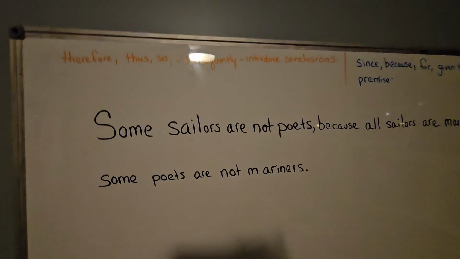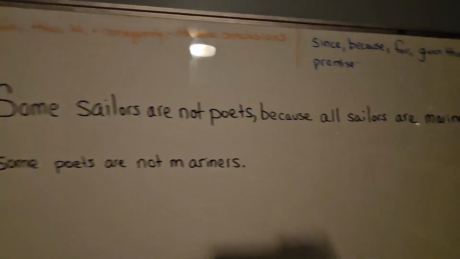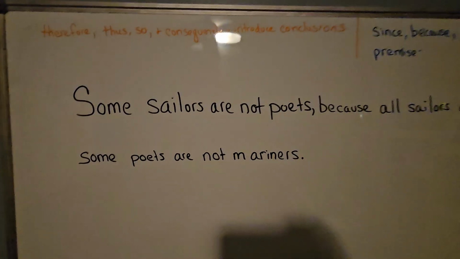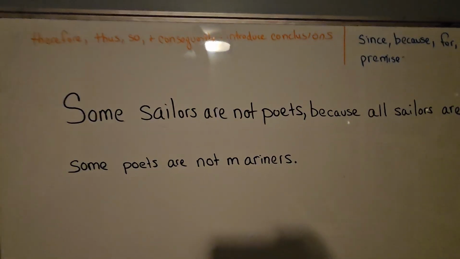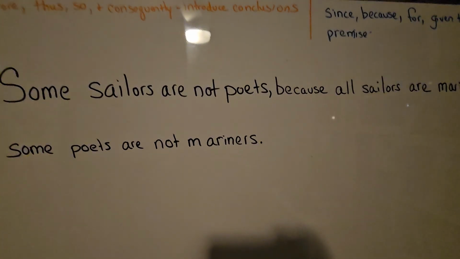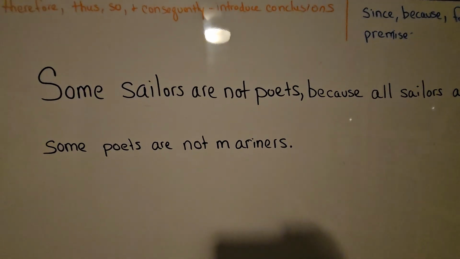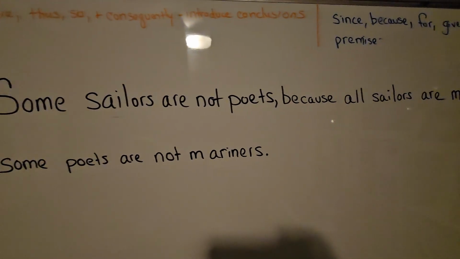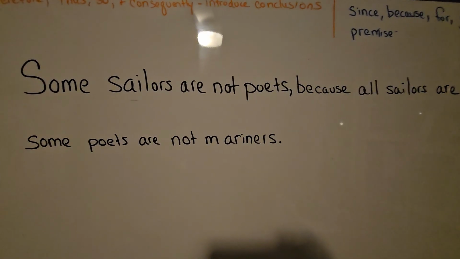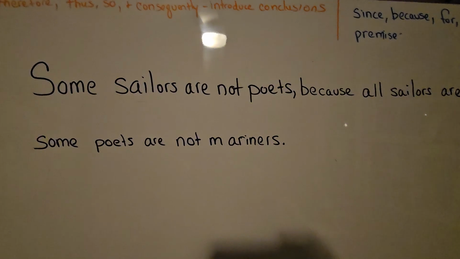What I'm going to try to do is do an entire syllogism that covers all the lessons in one argument here. So I'll try to break it down. Each lesson kind of breaks down how to do this in parts, so I'm just going to do it all together. So right here we have an argument: Some sailors are not poets because all sailors are mariners, but some poets are not mariners.